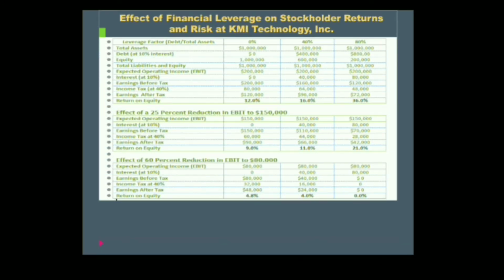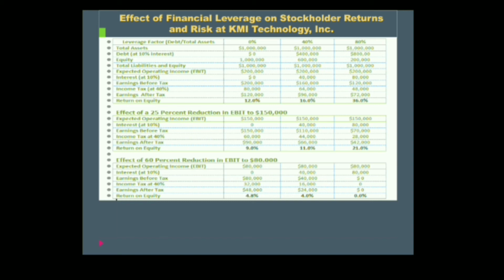This illustration shows the effects of financial leverage on stockholder returns and risk, as shown in the example of KMI Technology Inc. KMI has total assets of $1 million. Suppose KMI expects an operating income, EBIT, of $200,000. If KMI uses debt in its capital structure, the cost of this debt will be 10% per annum. This table shows the effect of an increase in the debt to total assets ratio from 0% to 40% and to 80% on the return on the stockholders' equity. With an all-equity capital structure, the return on equity is 12%. At a debt ratio of 40%, the return on equity increases to 16%, and at a debt ratio of 80%, the return on equity is 36%.